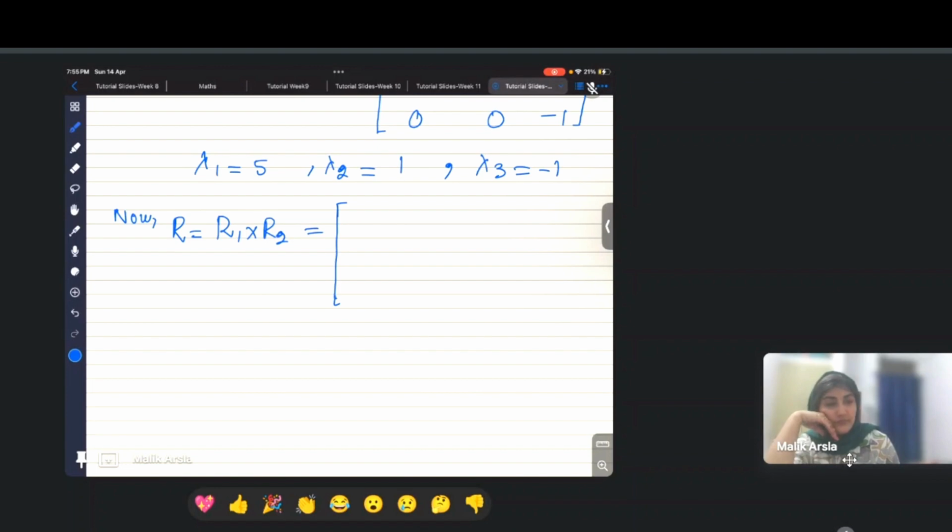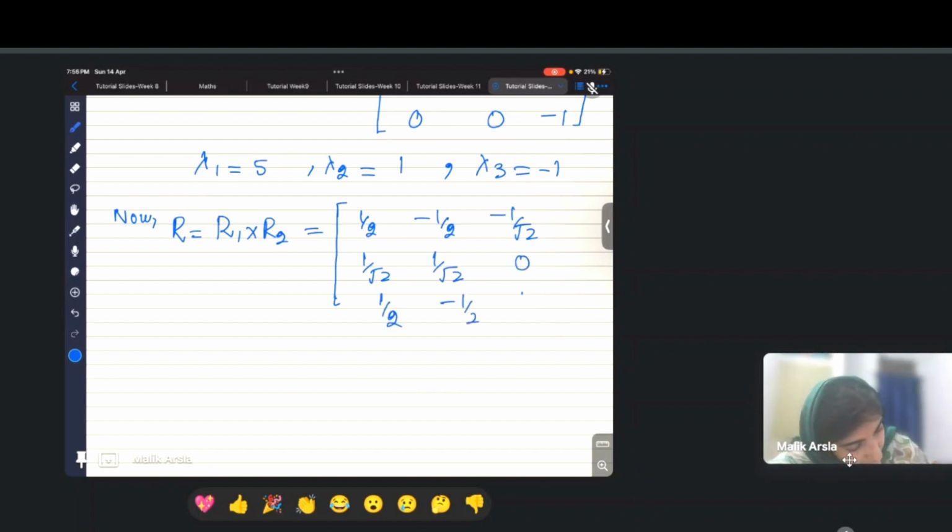It's 1 by 2, minus 1 by 2, minus 1 by root 2. 1 by root 2, 1 by root 2, 0. 1 by 2, minus 1 by 2, 1 by root 2. Right?